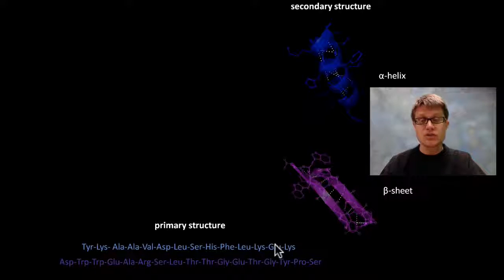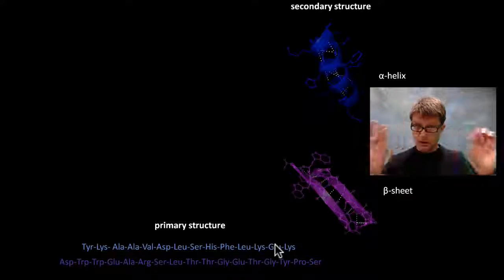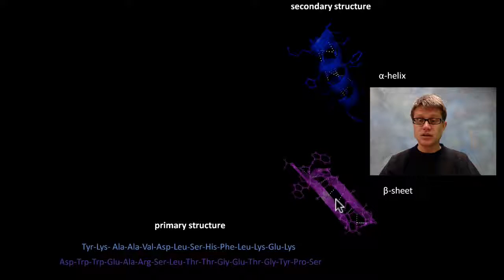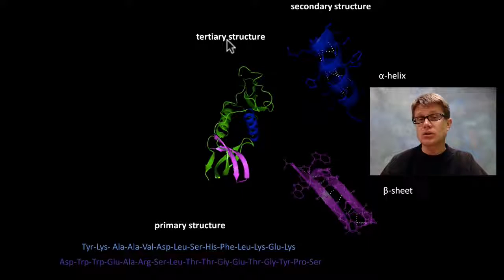And so this is the structure. It comes out first. It's going to be linear. Next we have the alpha helices, the beta pleated sheets. Then we have the tertiary structure.